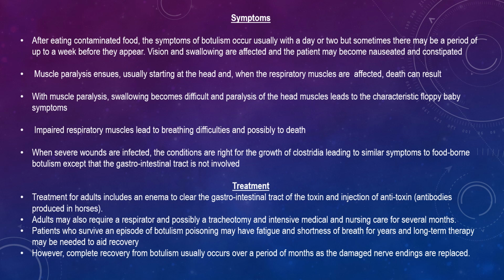Supportive treatment of infants is based on helping them breathe and on tube feeding. Adults may also require a respirator and possibly a tracheotomy and intensive medical and nursing care for several months. Death from botulism has become much rarer in recent years. Some patients die from infections or other problems as a result of being paralysed for weeks or months. Patients who survive an episode of botulism poisoning may have fatigue and shortness of breath for years, and long-term therapy may be needed to aid recovery. However, complete recovery from botulism usually occurs over a period of months as the damaged nerve endings are replaced.